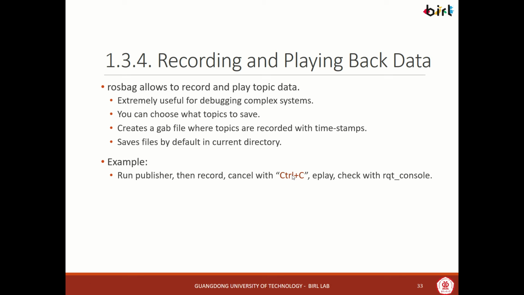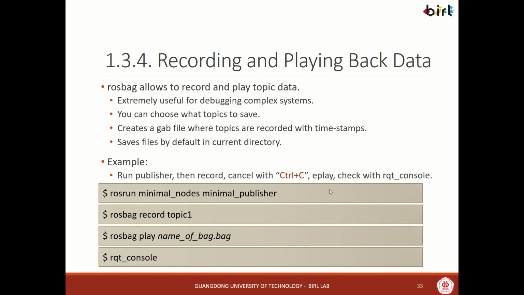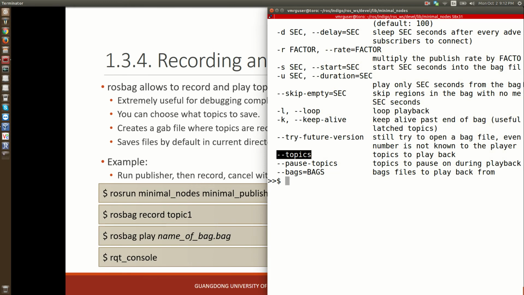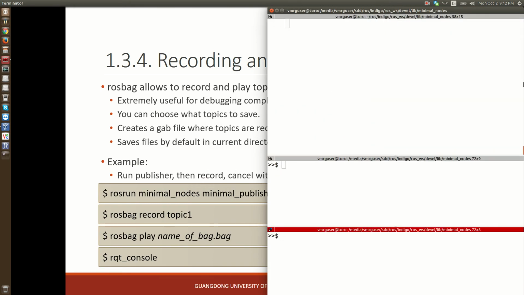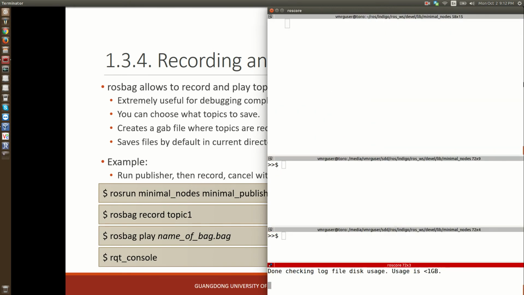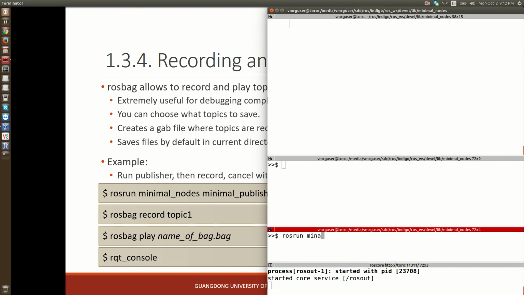Okay, so here we can then play the data and check any results through RQT console or RQT graph. So here's an example of how we can do this. Let's bring this over here. Let me open a few windows. So let's start ROS core at the bottom. Let's do a ROS run, minimal nodes, minimal publisher. Let's do the sleepy version.